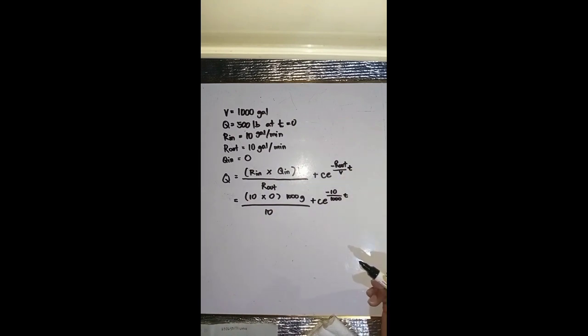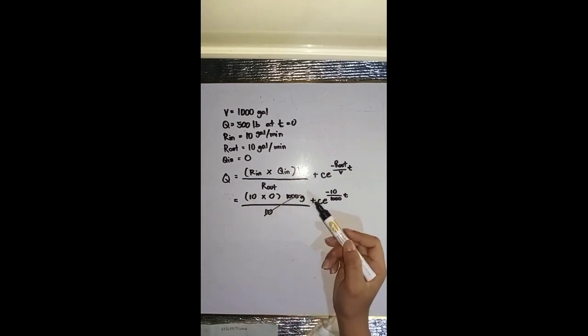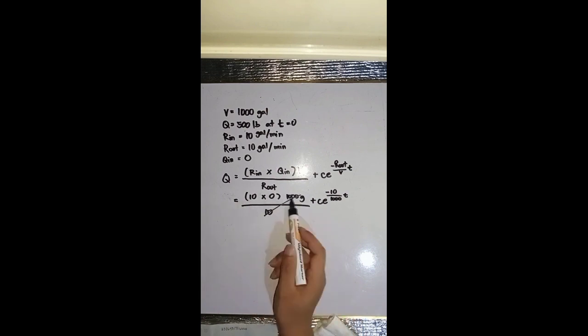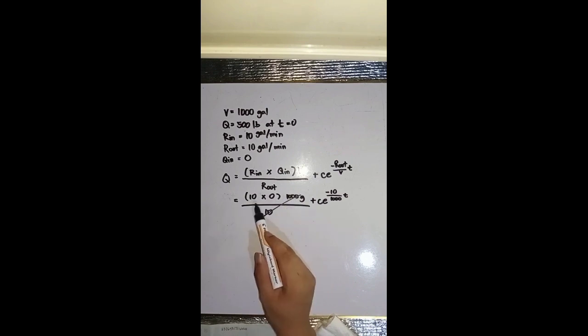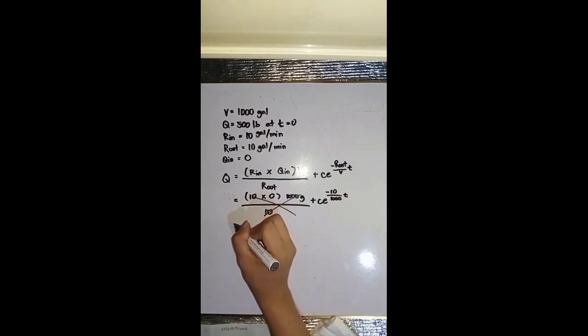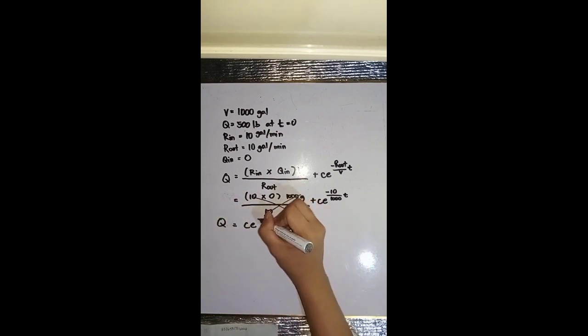Now, to solve this, 10 times 0 is equivalent to 0. Now, 0 times 1000 is equal to 0. Now, 0 over 10 is also equal to 0. So this part of the equation is practically equal to 0. So the remaining value will be Q equals C e raised to the power of negative 10 over 1000 times T.